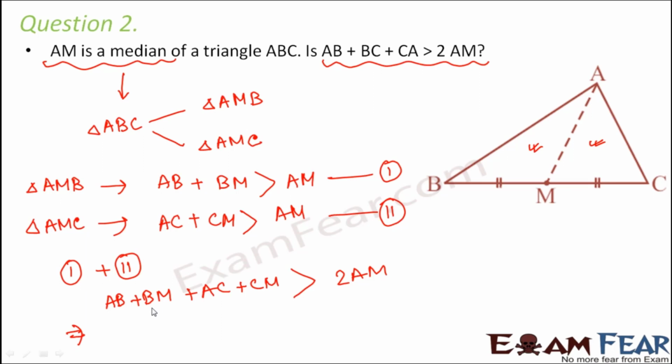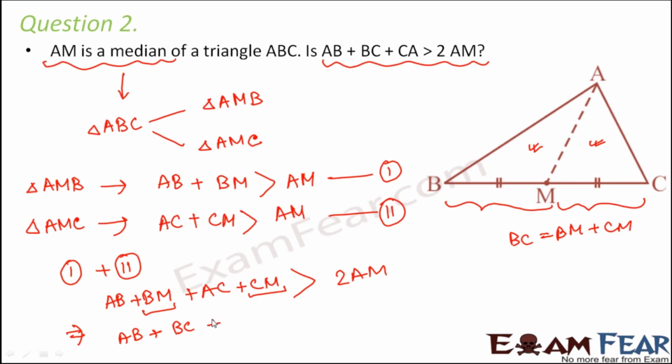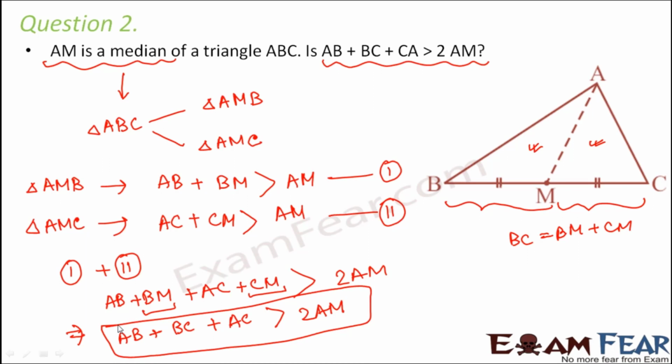So on the left hand side we have AB plus BM, which is this part, BM, plus AC, which is this part, plus CM. So basically BM plus CM is nothing but BC. So BC is equal to BM plus CM. So here this BM plus CM can be written as BC. And other than that we have AB, other than that we have AC. So basically what is the relation that we have obtained? We found AB plus BC plus AC is greater than 2AM, and that is what was asked in the question, whether this is true or not. So we can say that yes, this relation is true.